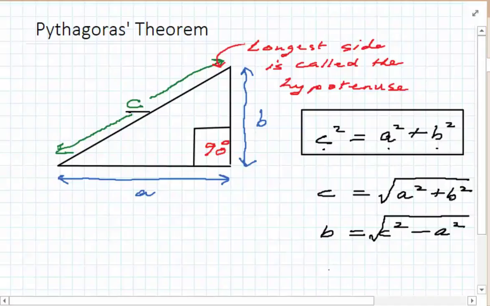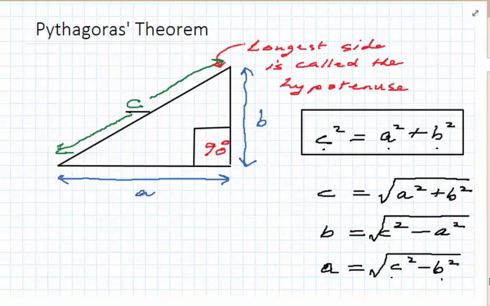Can you work out what you'd have to do to work out the other shorter side? Doesn't really matter. In a sense, it's all the shorter sides. We don't really distinguish between them. But if you're using this notation, you'd go square root, again, c squared minus b squared, where c squared is your hypotenuse and b is the shorter side length you're given.